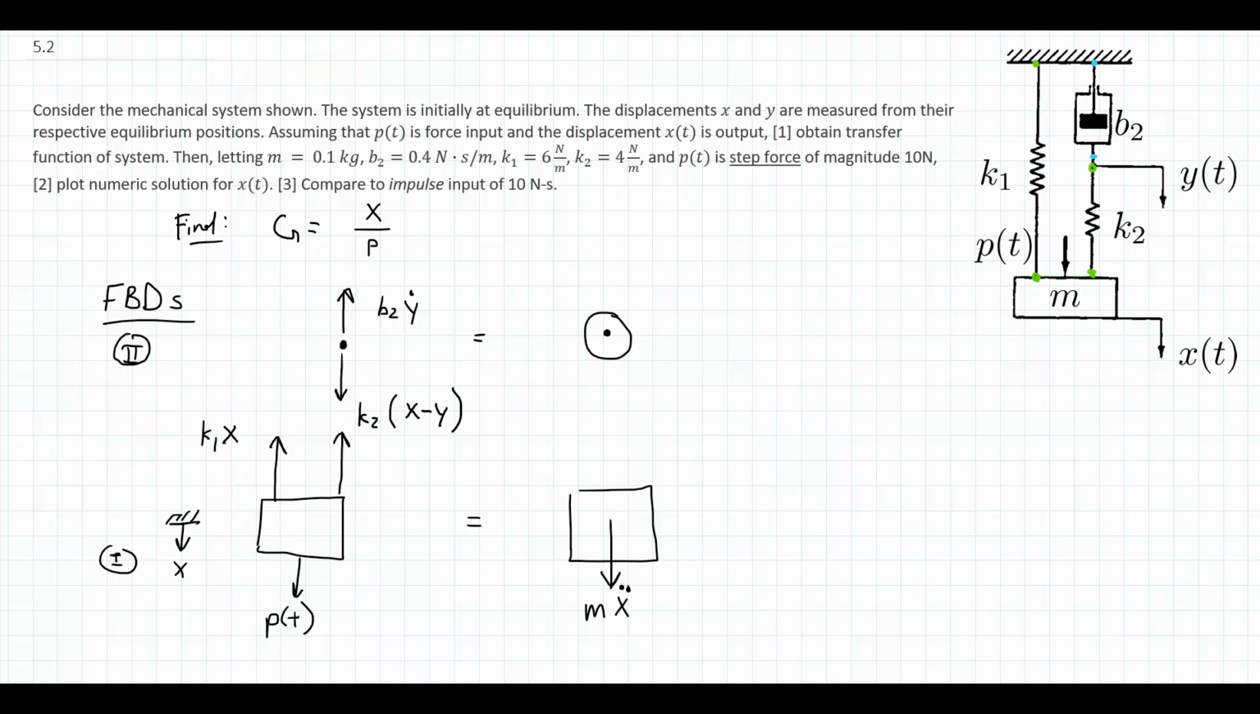All right, and those are our two free body diagrams, the node at y and the mass at x. We look at free body diagram 1, that's the mass, we have the forces that act on it and its inertia. Free body diagram 2, the node, the two forces that act on it, and it has no inertia because we treat it as a massless object or a massless point.